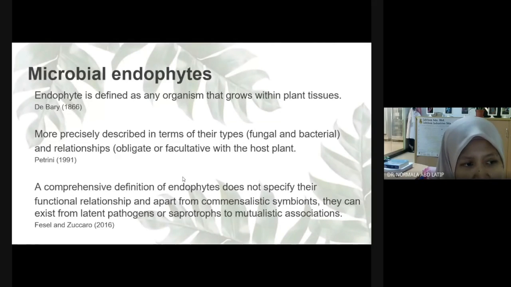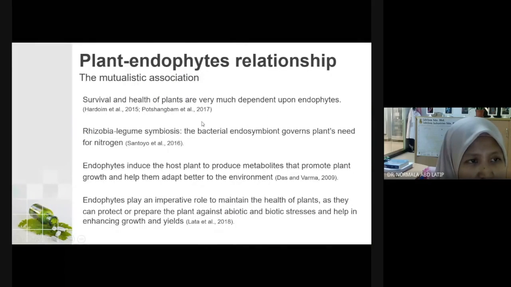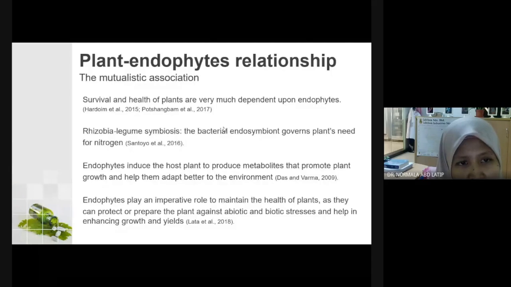There are also comprehensive definitions of endophytes which do not specify the functional relationship, and apart from commensalistic symbionts, they can range from latent pathogens or saprophytes to mutualistic associations. So how do they get the mutualistic association? An endophyte is a microorganism which resides inside the plant tissue without causing any overt effect to its host plant. So they have a mutualistic association, a win-win situation.